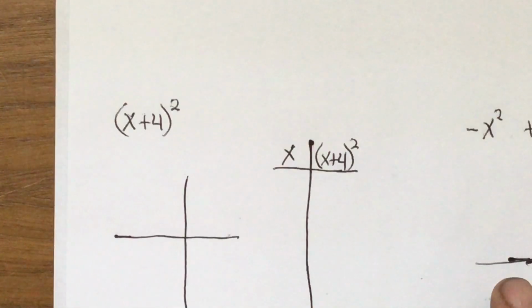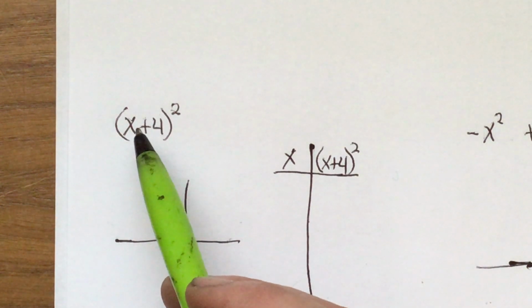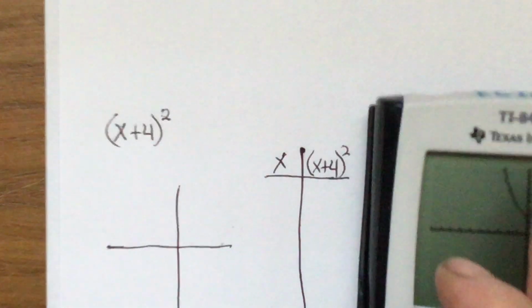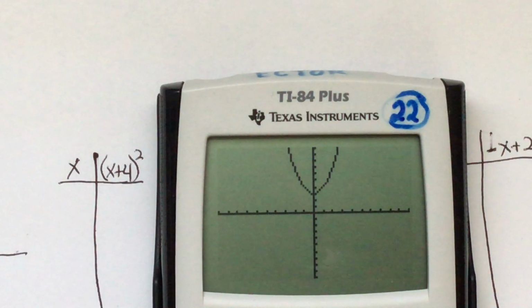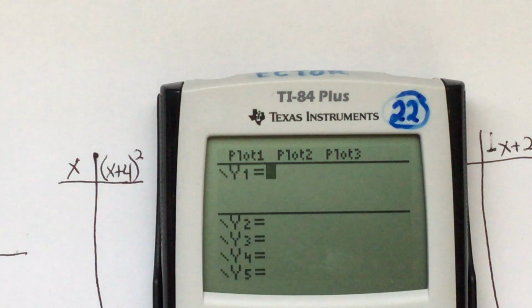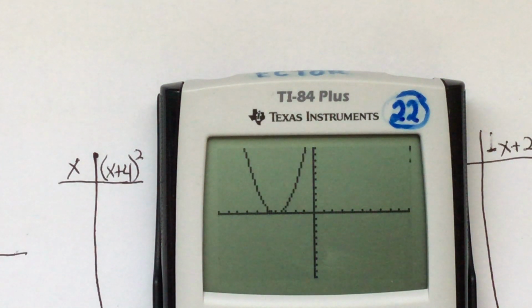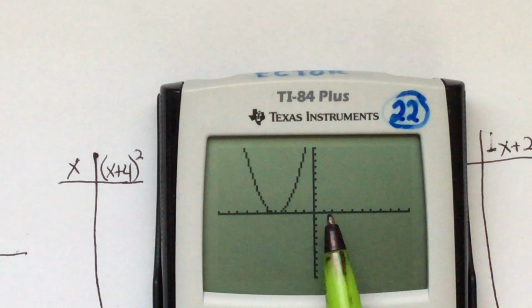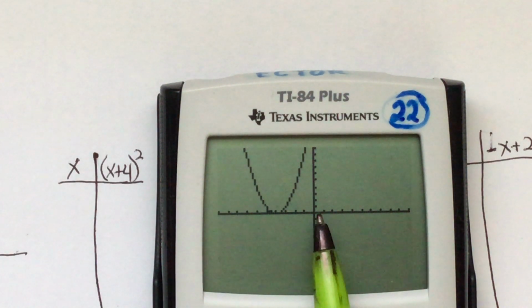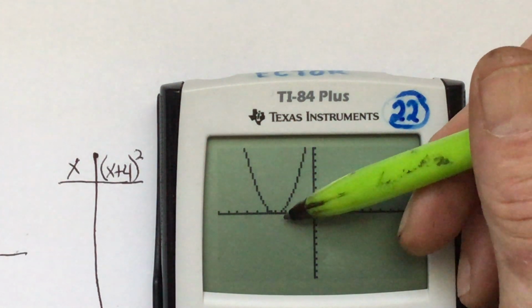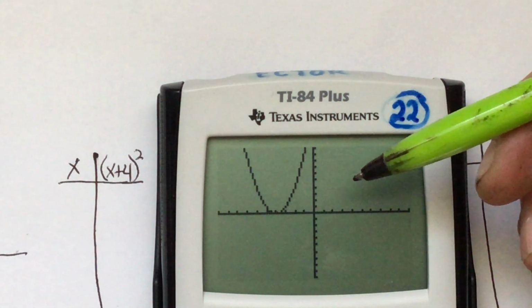Okay, well, let's move on to something a little bit more complex. How about the quantity x plus 4 squared? Well, it's the same process. Go to y equals. We type in parenthesis x plus 4, close parenthesis, squared, graph. All right, well this time, see how it's not bottoming out right here in the center? It's bottoming out, see, -1, -2, -3, -4, at -4.